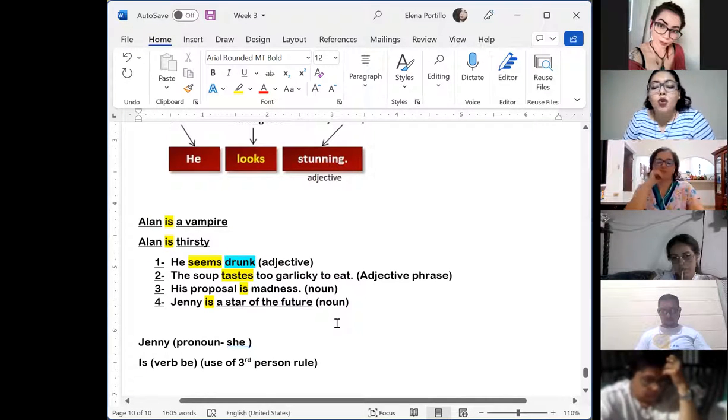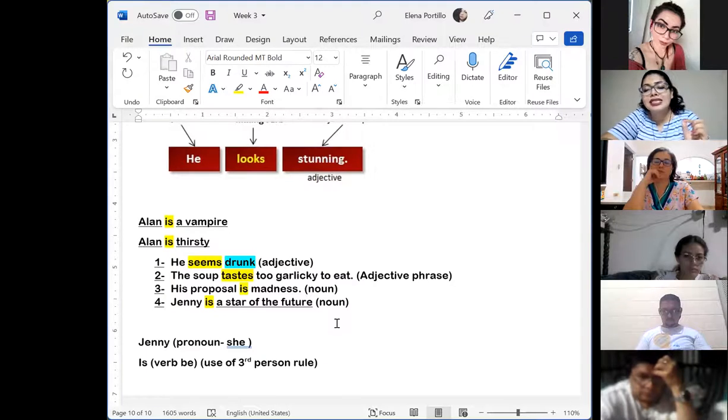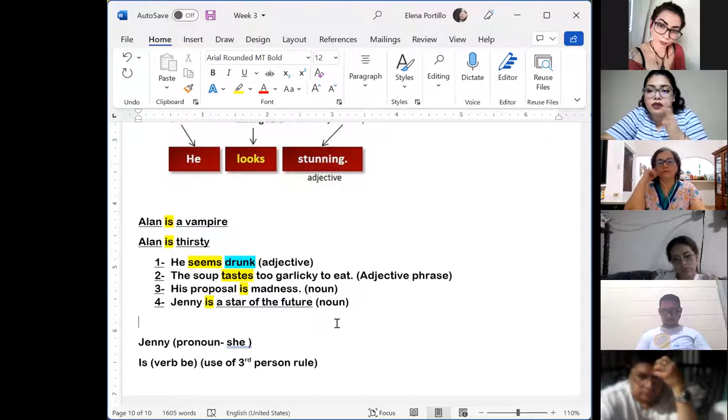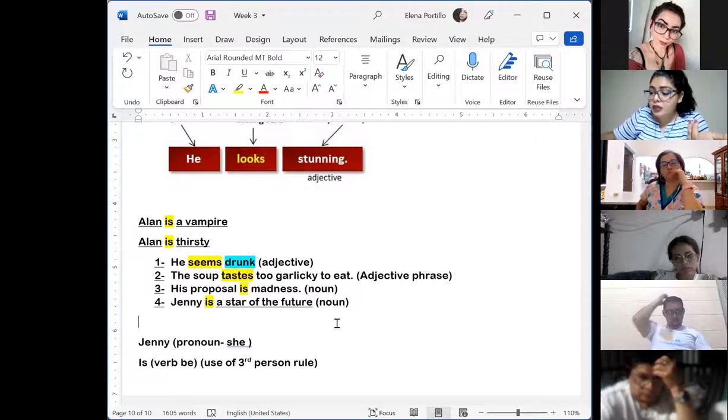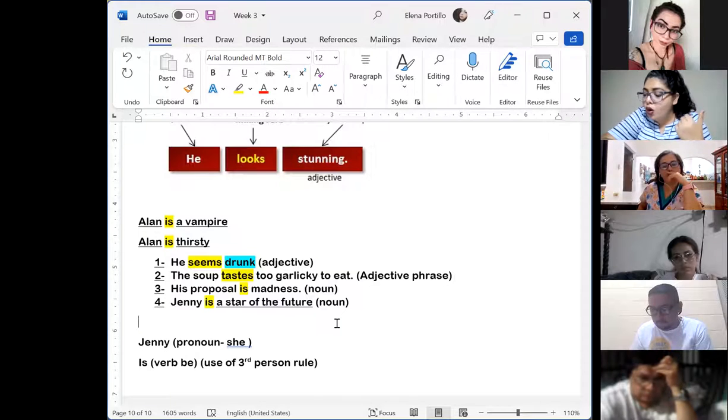So is the verb. And also, it is the linking verb because it is like, how can we say it? Podemos decir que el linking verb es como un puente para unir lo que es el pronombre, que en este caso es Jenny, con el complemento. En este caso, el complemento funciona como un nombre. ¿Por qué? Porque no nos está describiendo.